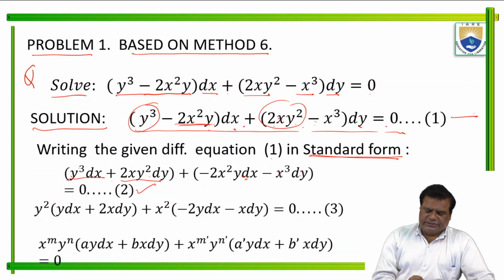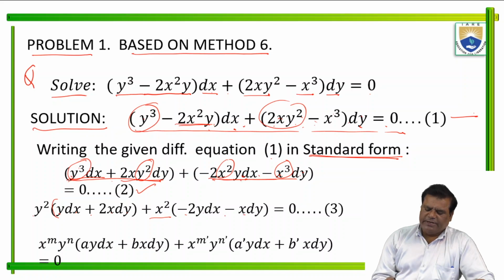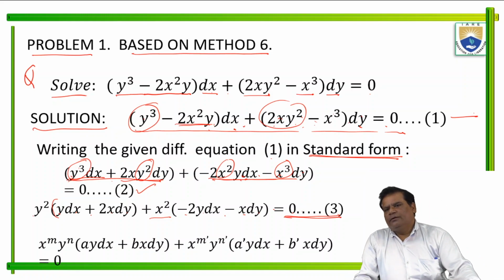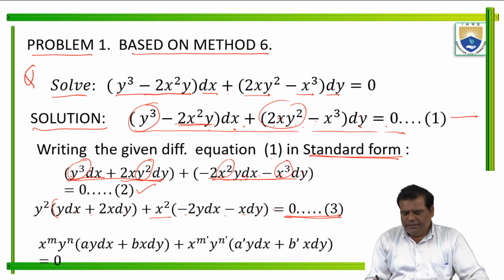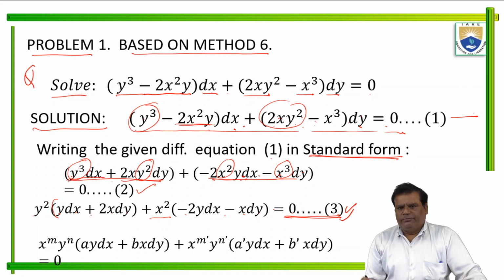Y square is common here. Taking y square common, in the bracket we get y dx plus 2x dy. In the next bracket x square is common. Taking x square common, we get minus 2y dx minus x dy, equal to 0. This is equation 3. So equation 3 is in standard form.